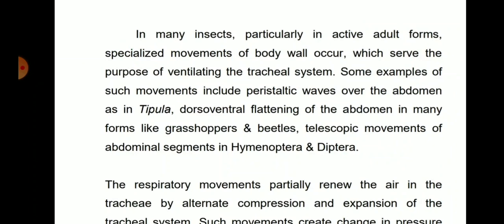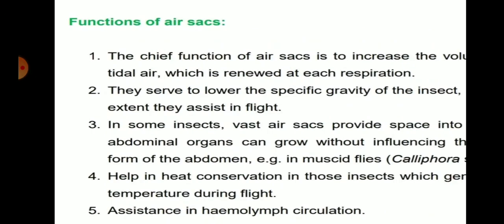In many insects, particularly in active adult forms, specialized movement of body wall occur which serve the purpose of ventilating the tracheal system. Some examples of such movements include peristaltic waves over the abdomen as in Tipula, dorsoventral flattening of the abdomen in many forms like grasshoppers and beetles, telescopic movements of abdominal segments in Hymenoptera and Diptera. The respiratory movements partially renew the air in the trachea by alternate compression and expansion of the tracheal system. Such movements create change in pressure.